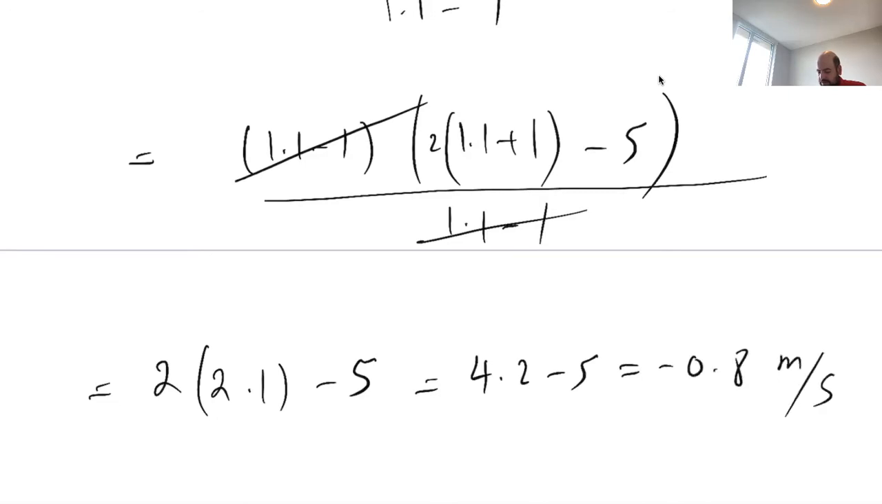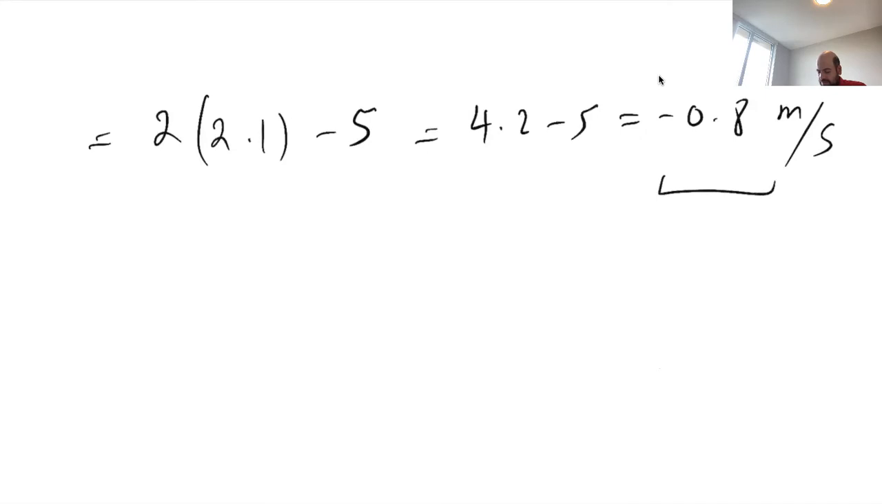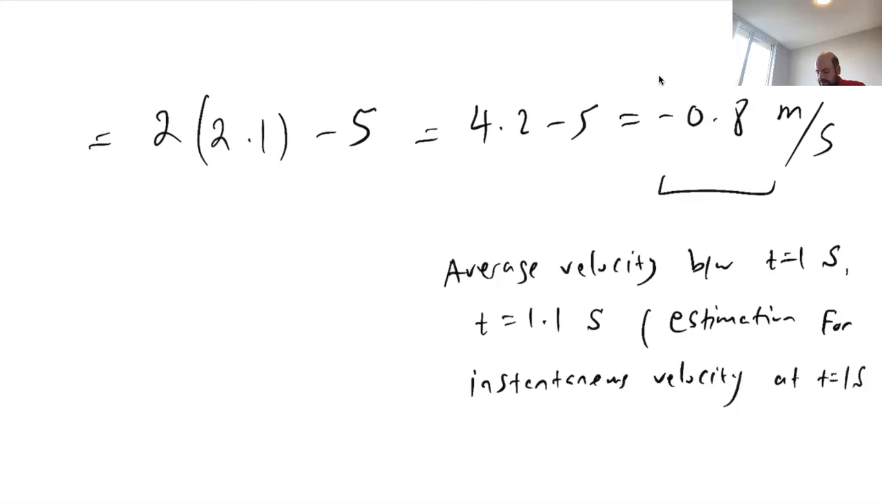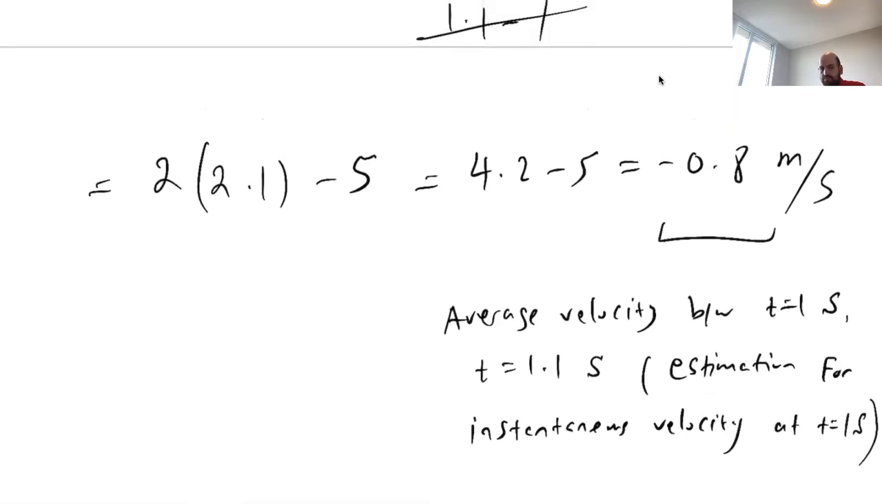Let's say meters per second. So this is the average velocity between t equals 1 second and t equals 1.1 second, which is an estimation for the instantaneous velocity at t equals 1 second. Okay.